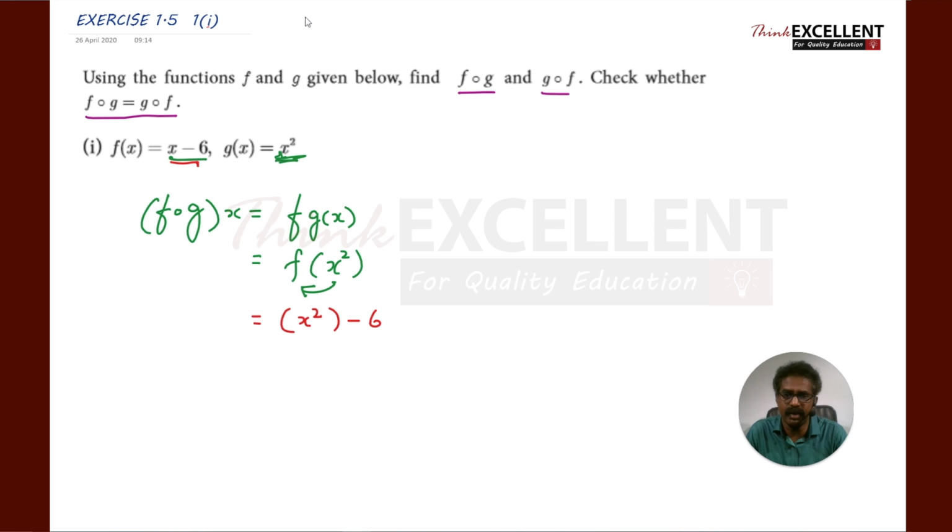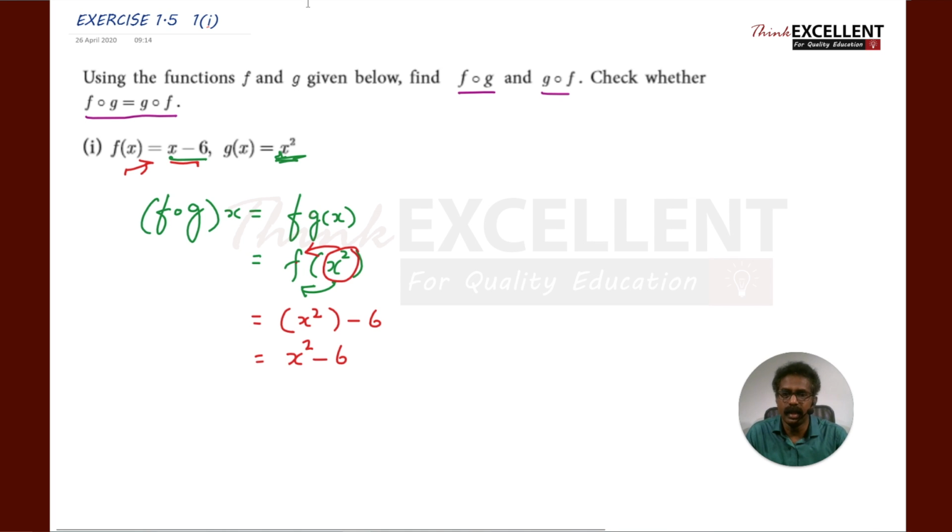So we want F of X square. That means you put this X square in F. So what is F here? F is X minus 6, right? So you put a bracket. X minus 6. Instead of X, you write the value X square. So you cannot simplify. So the answer is X square minus 6. So this is F composition G.